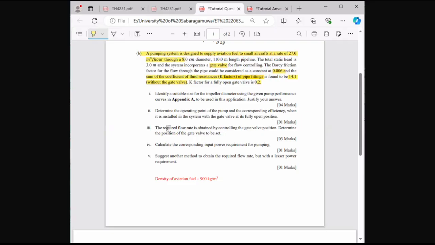Then the third one: the required flow rate is obtained by controlling the gate valve position. Determine the position of the gate valve to be set. Then calculate the corresponding input power requirement for pumping. Suggest another method to obtain the required flow rate but with a lesser power requirement.